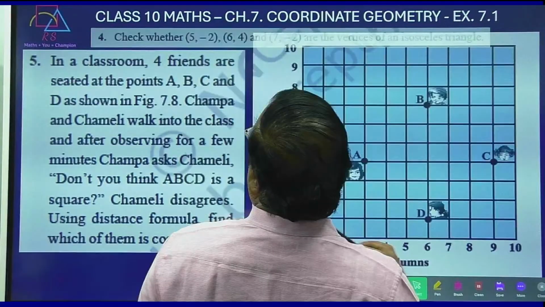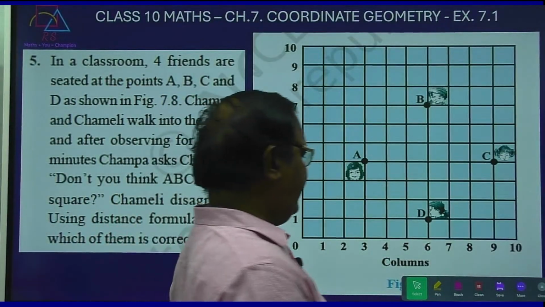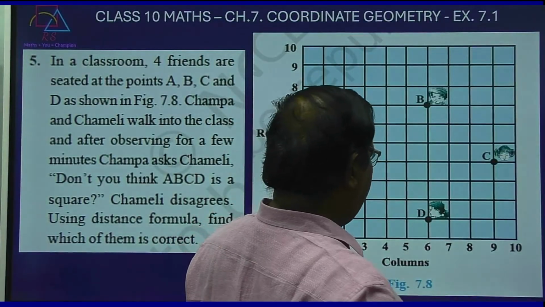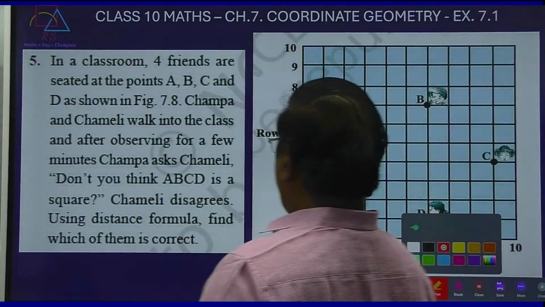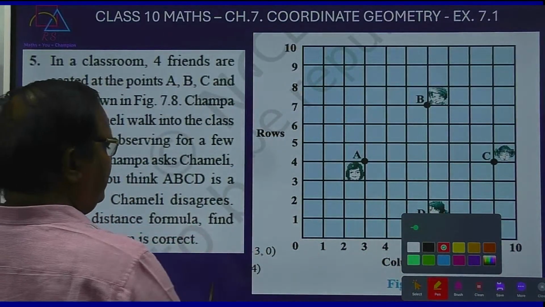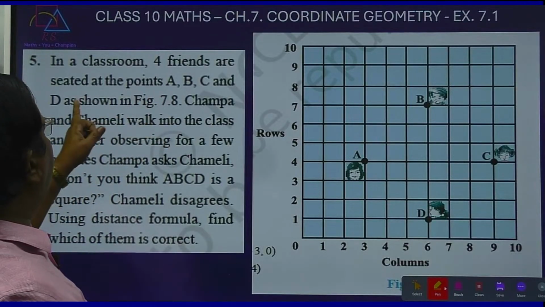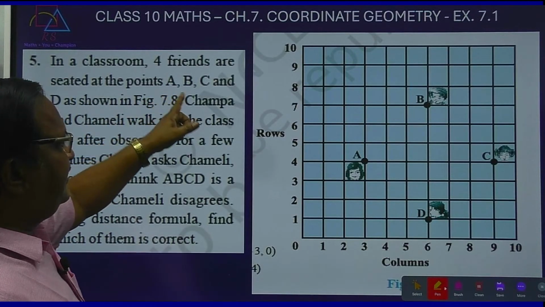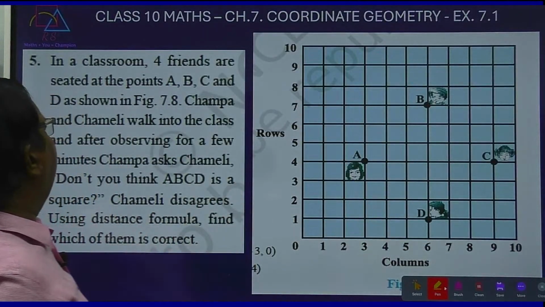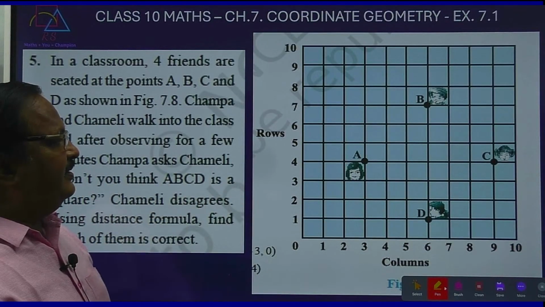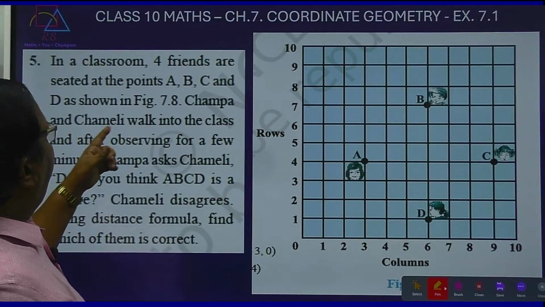Let us go to question number 5. This is a case study problem, okay. Let me take red color. So you have to understand it properly. In a classroom, 4 friends are seated, points A, B, C, D. A, B, C, D are 4 friends, okay, shown in the figure. So 4 friends are there in this.